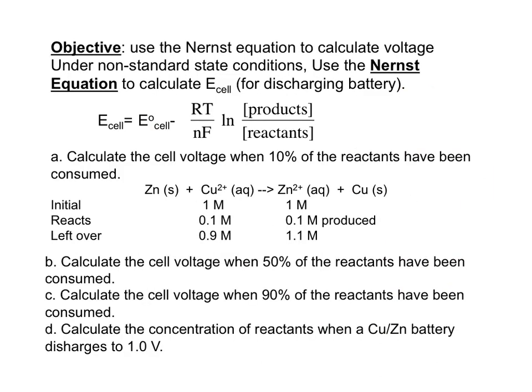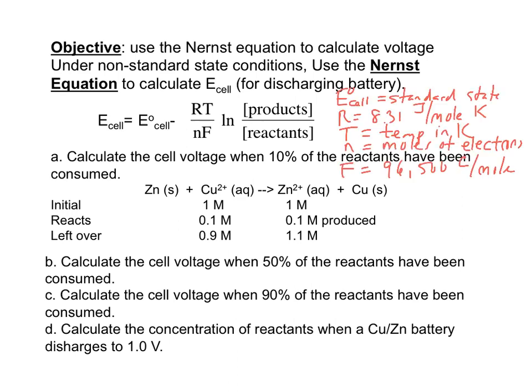We can calculate the voltage of a discharging battery by using the Nernst equation. So let's calculate the cell voltage when 10% of the zinc copper battery is discharged. First, we have to do a chemical calculation to figure out how much copper ion and zinc ion are in the solution. Then we can apply the Nernst equation.